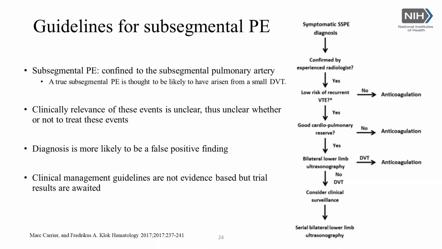Is there a low risk for recurrent VTE in sickle cell disease patients? That's probably not true. Is there good cardiopulmonary reserve? Yes. Should I do a bilateral ultrasonography? Yes, I would do an ultrasound to rule out DVT in the lower legs. That was negative in this patient. Would you consider clinical surveillance? No, I would actually start anticoagulation.